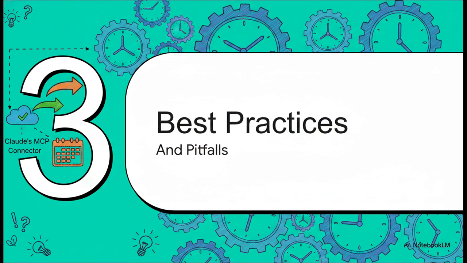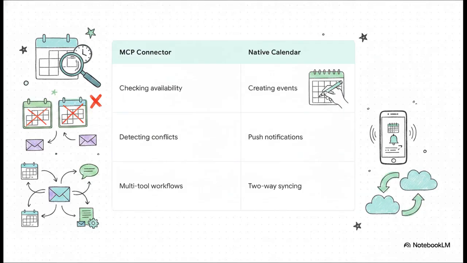To really master this tool, we need to talk about boundaries. Knowing exactly when to use this connector versus the native Google Calendar app is exactly what separates a novice from a true power user. Let's contrast these use cases a bit. You should rely on the connector to synthesize and reason about live data, so things like checking daily availability, detecting conflicts before proposing times, or running multi-tool workflows combining email and calendar context.